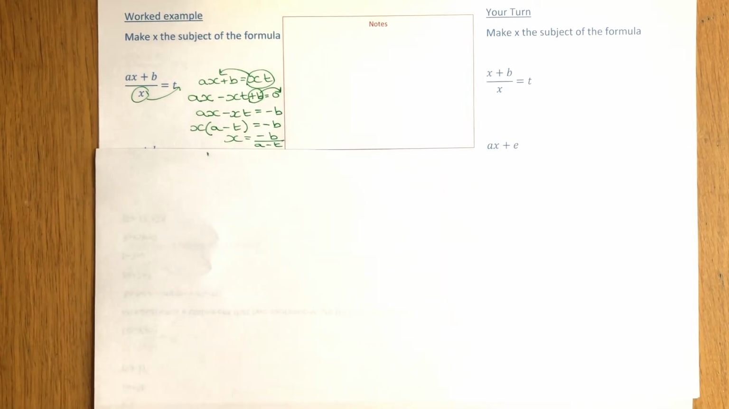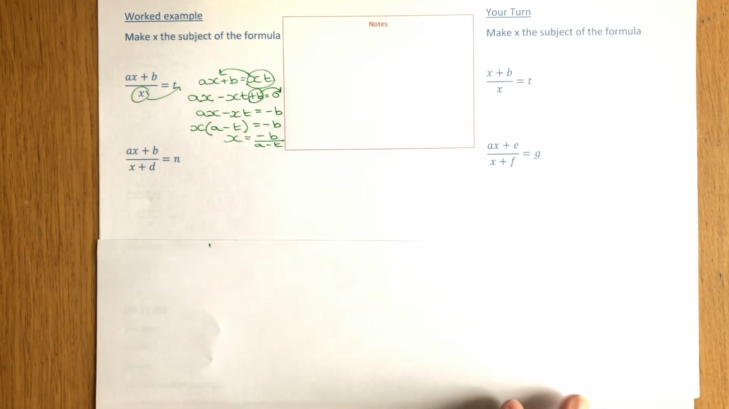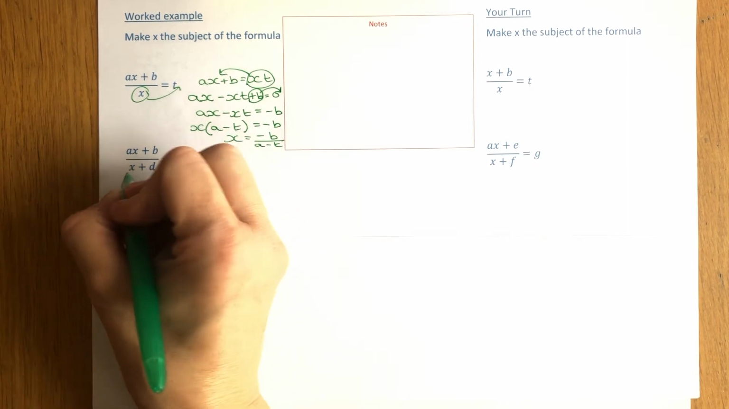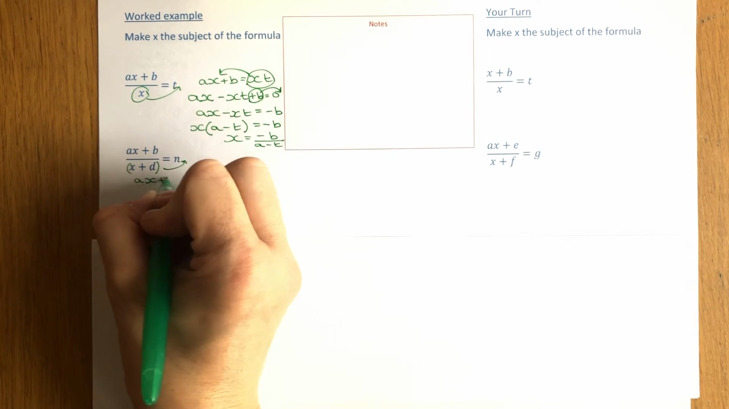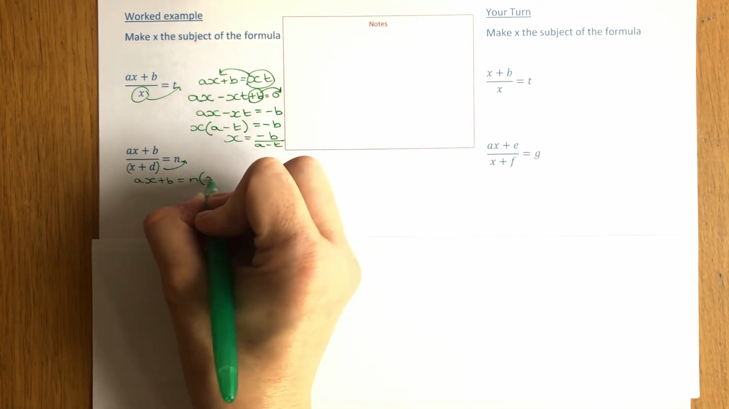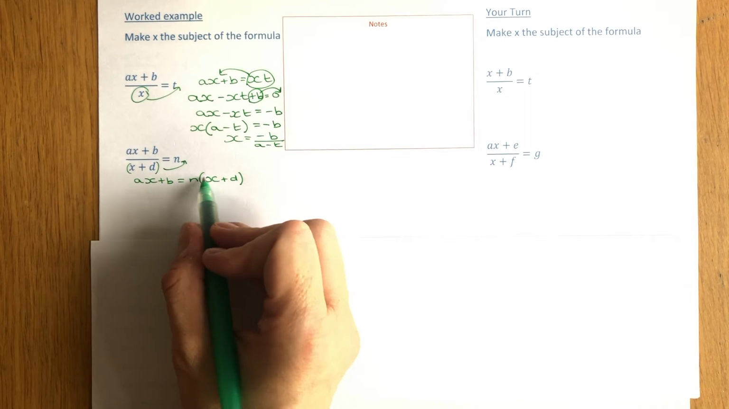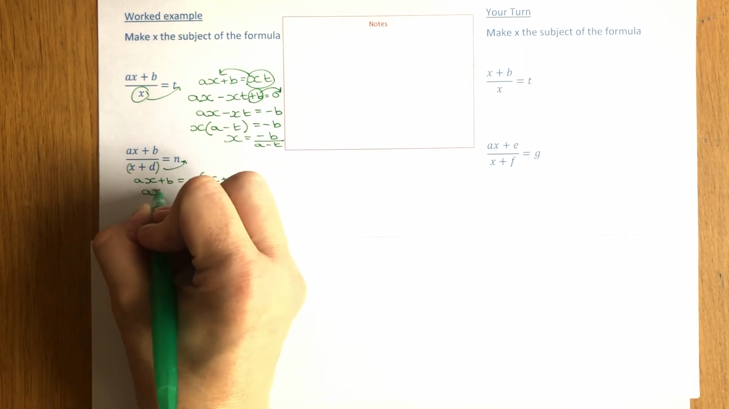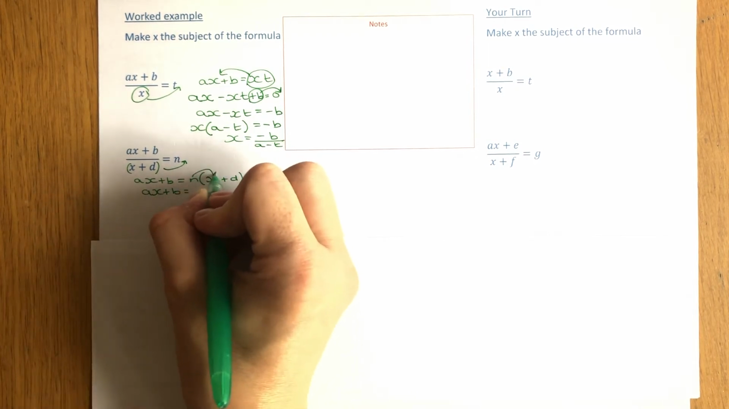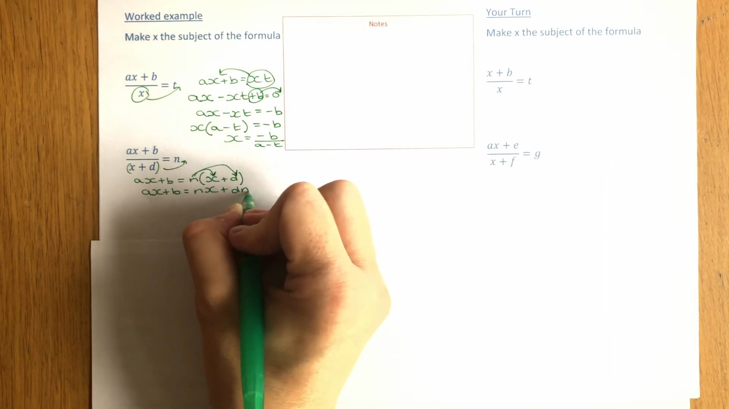Okay, let's look at another example. So this time it's not just an x at the bottom, we've got x add d. Doesn't matter, we bring the whole lot up. Okay, so I get ax add b equals n bracket x add d. Now the difference here is in order to deal with this x, we need to expand this bracket. So I've got ax add b over this side, and I would get nx add dn over here.